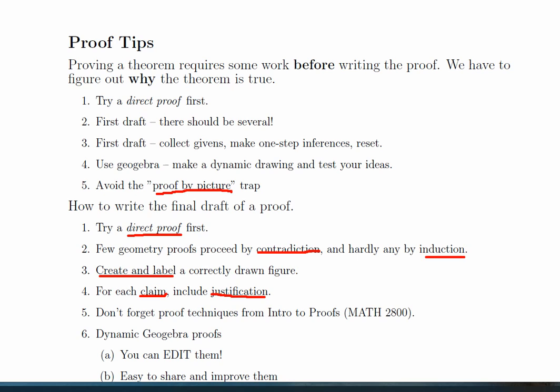And I've already mentioned this. Remember your Intro to Proofs class. How do I prove that two sets are equal? Well, we usually do that by proving that if I'm trying to prove that sets A and B are equal, I prove that A is a subset of B and that B is a subset of A. And if that's true, then A and B are equal.